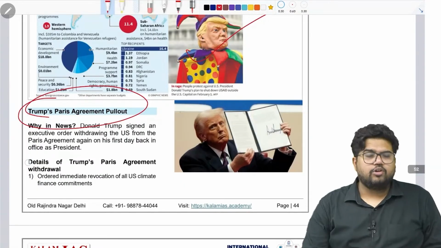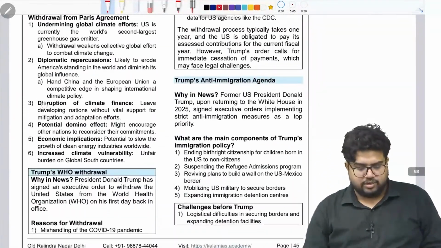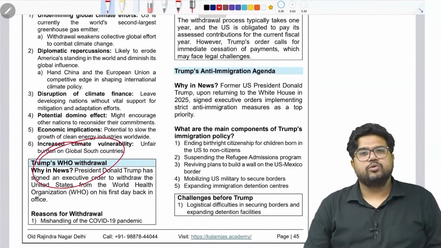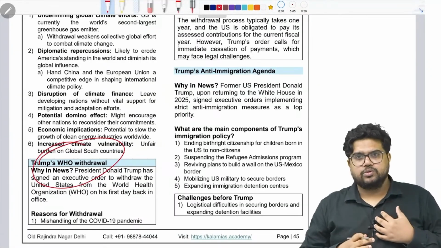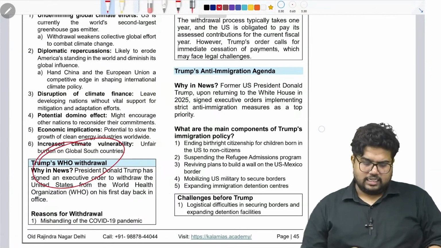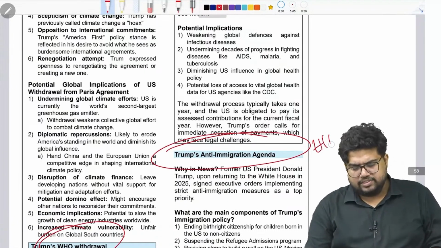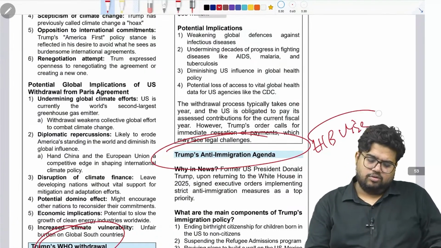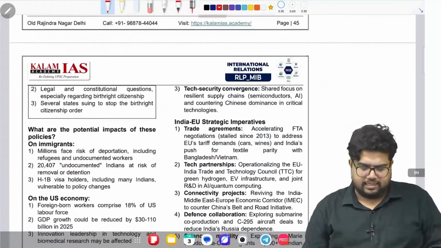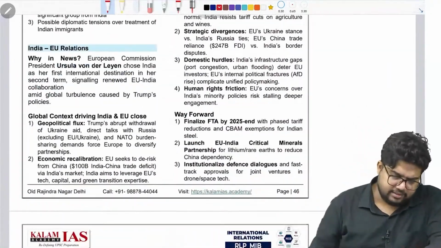Trump's pull out from the Paris Agreement, WHO, how it is going to impact the world, how it is going to impact India's interest. All these aspects, you can get from the immigration agenda, H1B visa, all these issues, you can go through the material. I am not spending too much time here.